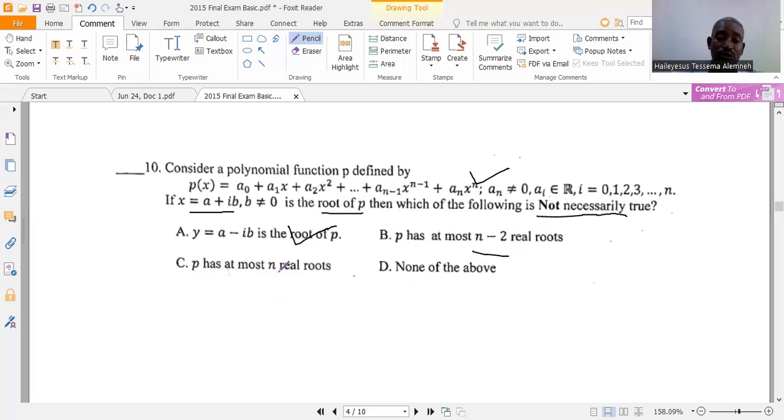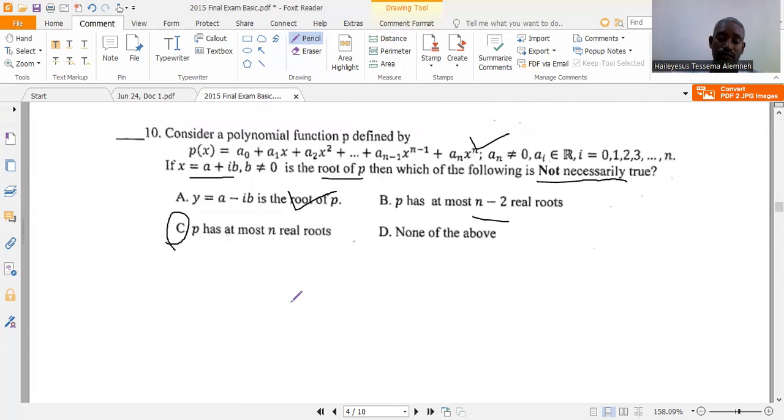P has at most n roots. It can't be, because the two complex numbers are roots of this polynomial function, so that p does not have n real roots. So this one is not necessarily true. This one is not a true statement.